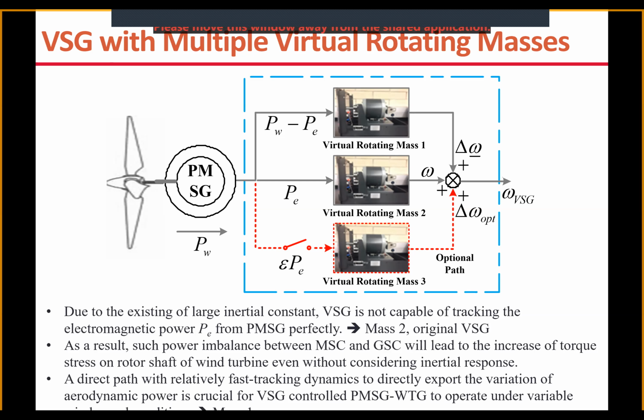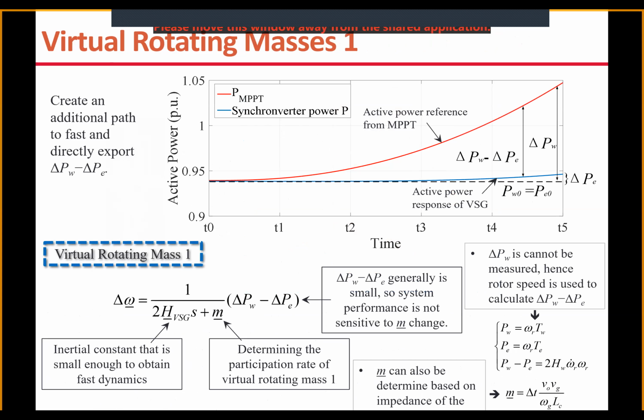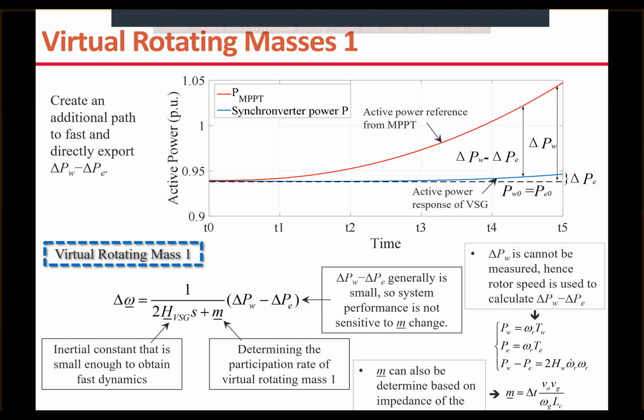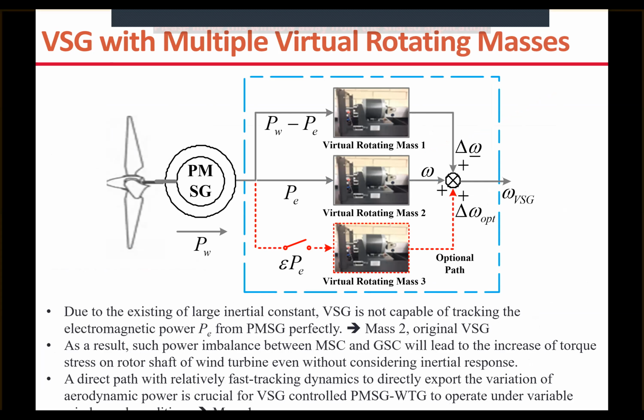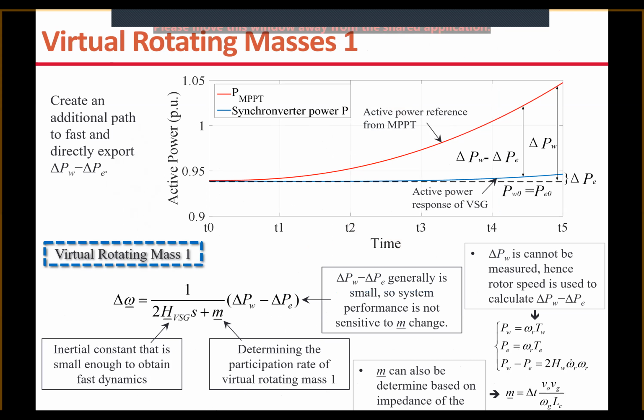And then we also have an additional optional path if we want even better or faster response. So this is the virtual rotating mass 1, the top one, and we have this equation.